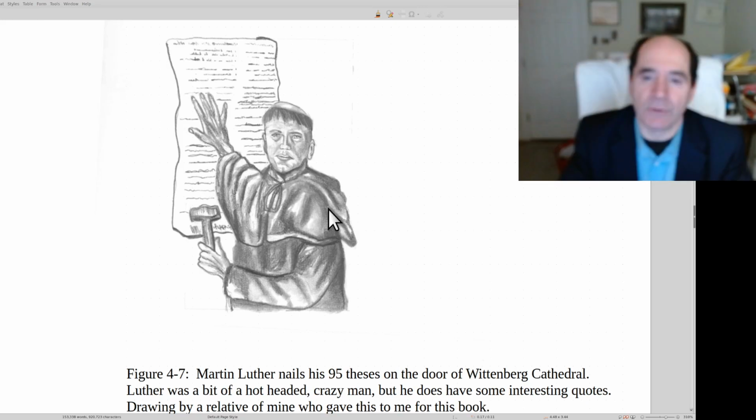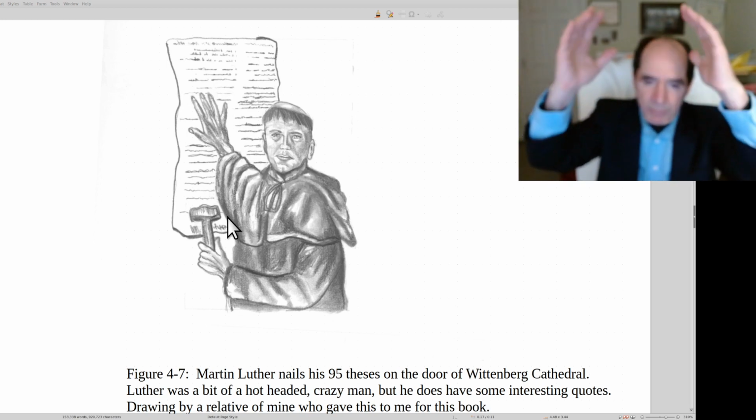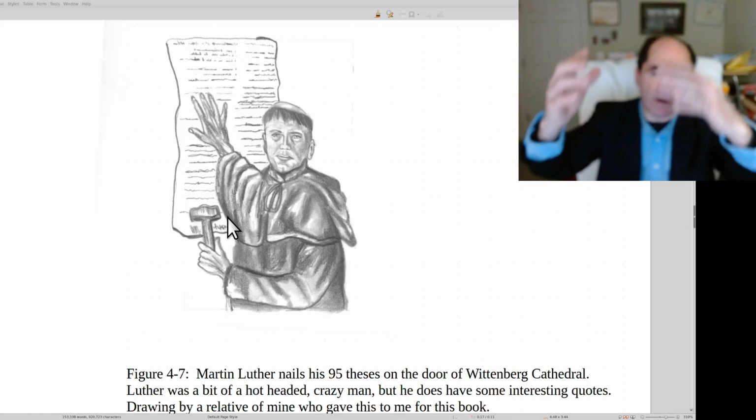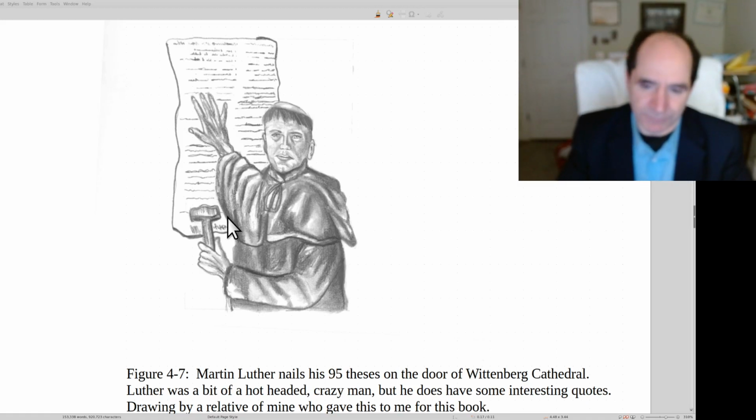All right, so here's Martin Luther. In 1517, he nailed his 95 Theses to the wall of the church in Wittenberg, and this is considered the starting event of the Reformation, okay? And Luther was a bit of a hothead, a bit of a crazy guy. He was also a genius. He was a brilliant guy and a brilliant scholar.